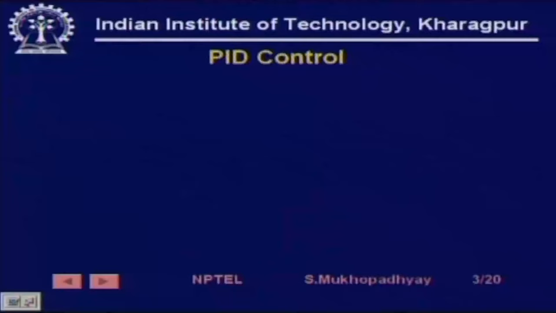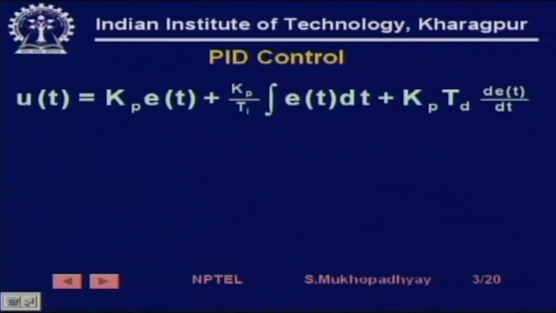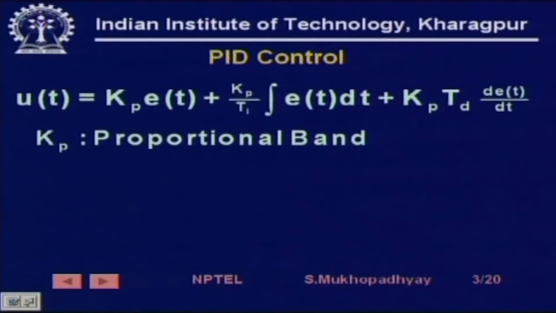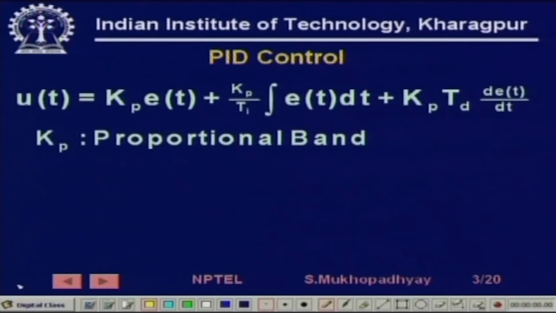So, let us begin with the PID equation. This is the PID equation which we have seen in the last lesson also, where Kp is the proportional gain. But a very similar parameter called proportional band is also used in the context of PID controllers. We will see soon how it is related to the proportional gain.